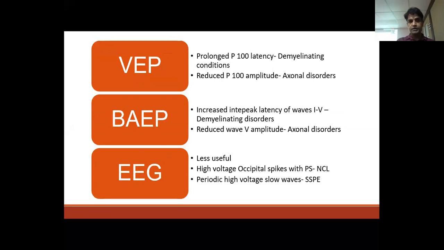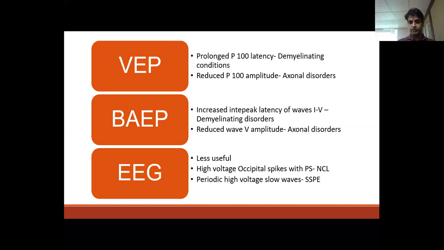VEP, visual evoked potential, is also helpful. If there is prolonged P100 latency, it is suggestive of a demyelinating disorder. If it's a problem with the amplitude only, then it is part of axonal disorders. Now, BERA or BAP. If there is increased interpeak latency of waves 1 to 5, then that is characteristic of demyelinating disorders. But if you only see reduced wave 5 amplitude, it's suggestive of axonal disorders.